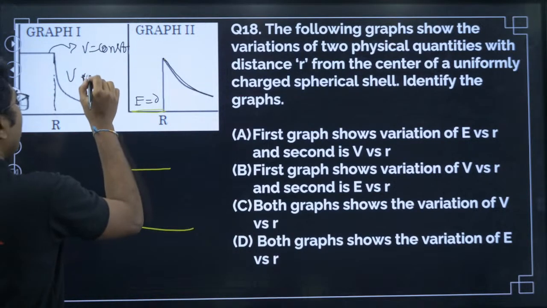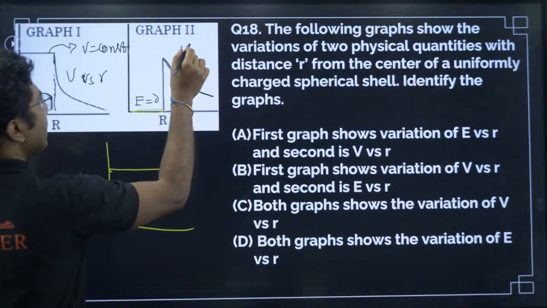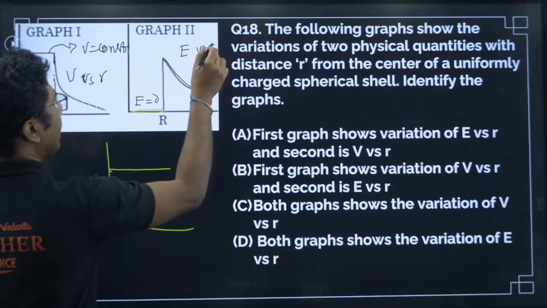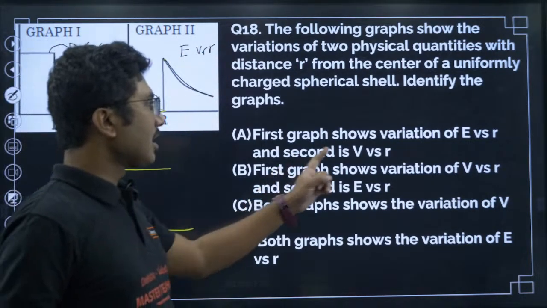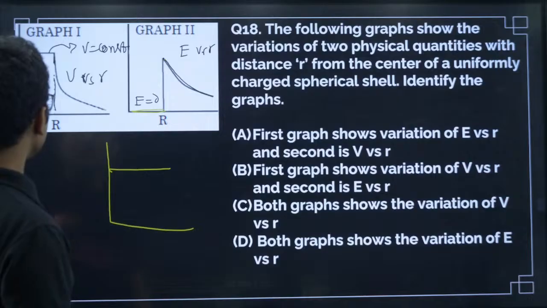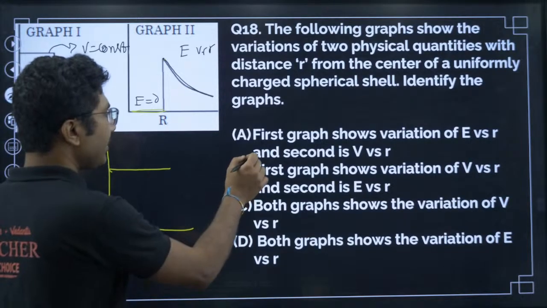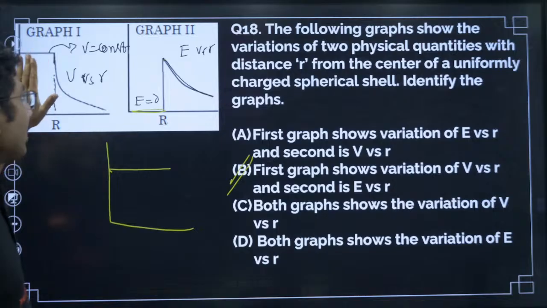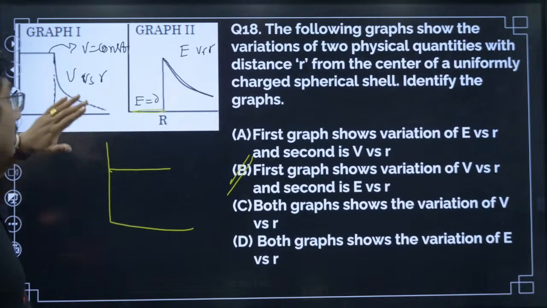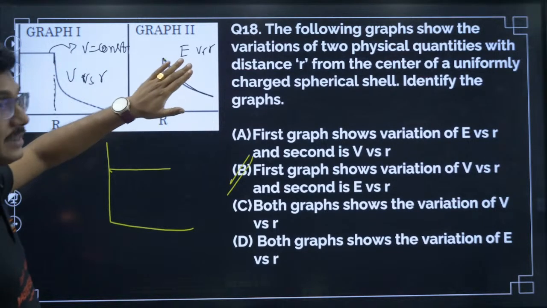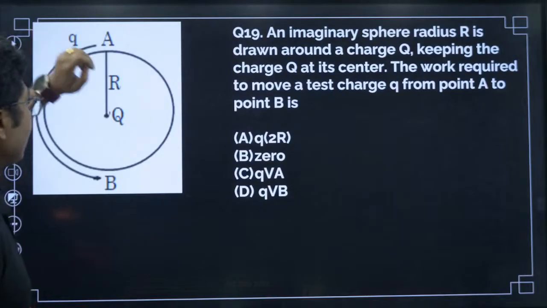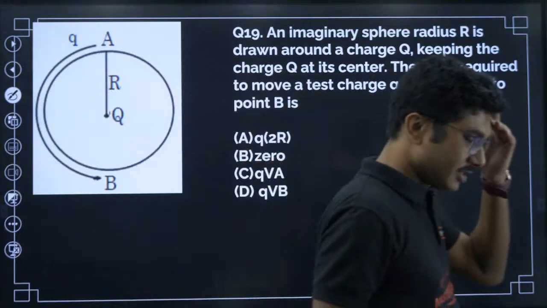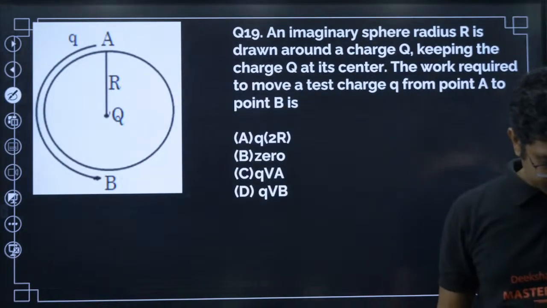And this is E versus R. So the first graph shows V versus R, the second graph shows E versus R. Option B is correct, not option A. This one is voltage versus distance. This is electric field versus distance. Now next, another interesting question.